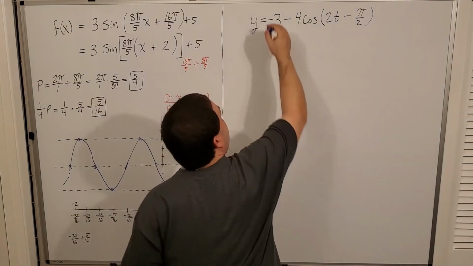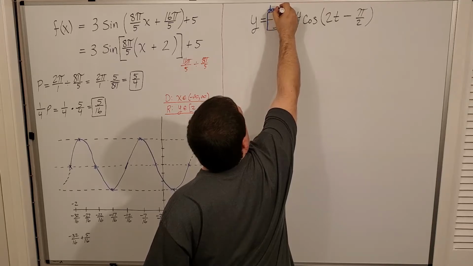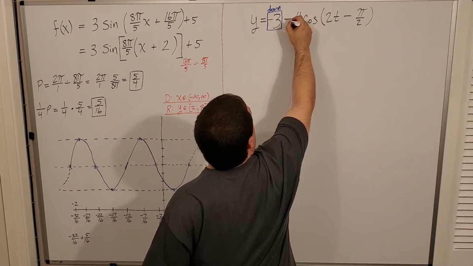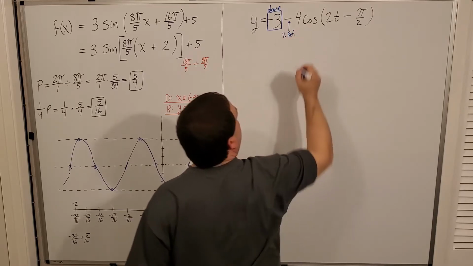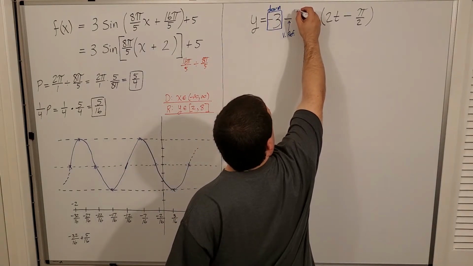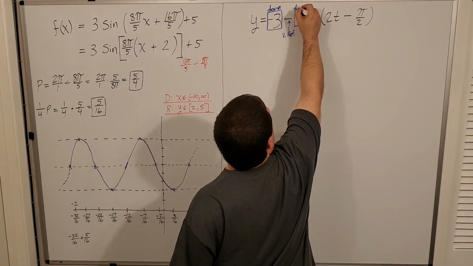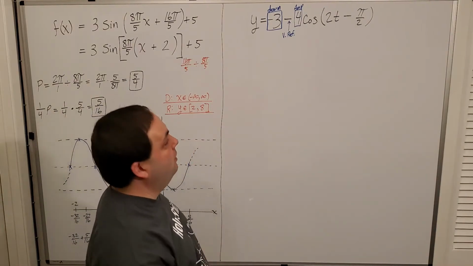The 3 is negative, which makes it a shift down. The negative right here is on the 4, which gives me a vertical reflection, right? So my thing's going to flip. And then, of course, the 4 here is my amplitude. So don't get those numbers mixed up and don't combine them. You can't do that either.